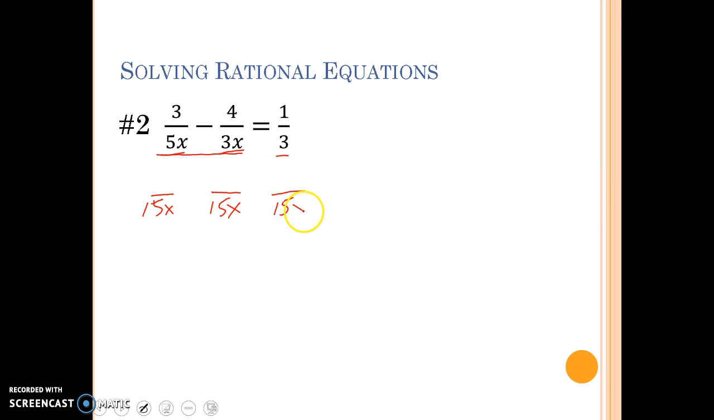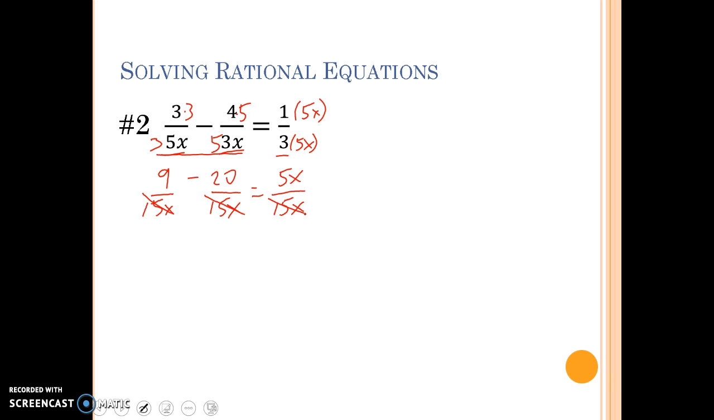And so what I'm going to do is make all of these 15x. Here I'd have to multiply this denominator by 3, so I'd have to multiply the numerator by 3, and that's going to give me 9. Here I'd need to multiply the denominator by 5, so I'd multiply the numerator by 5, and that's going to give me 20. Here I'd have to multiply both by 5 and x, so I'm going to multiply the numerator by 5 and x, and that's going to give me 5x. So now the denominators are all the same. If I multiplied everything by 15x, they would all just cancel each other out.